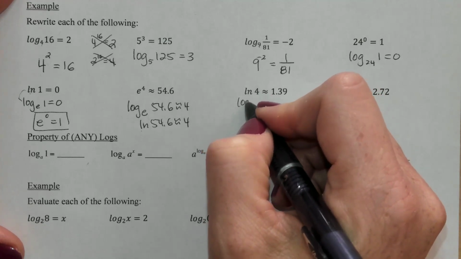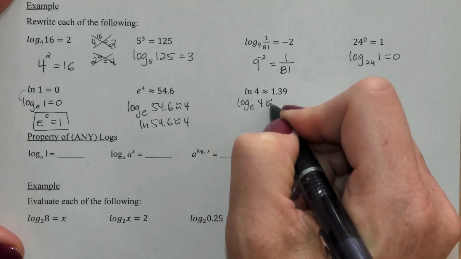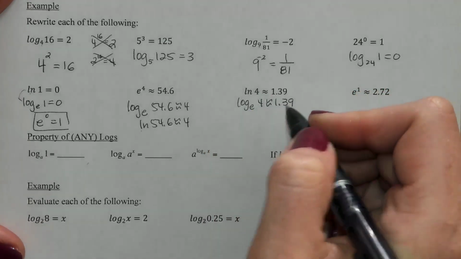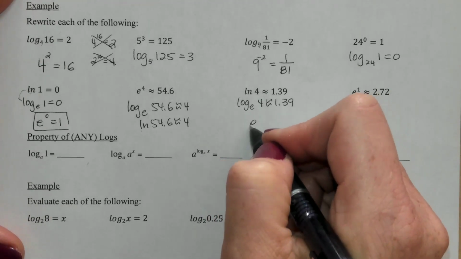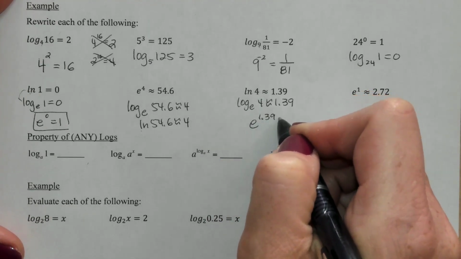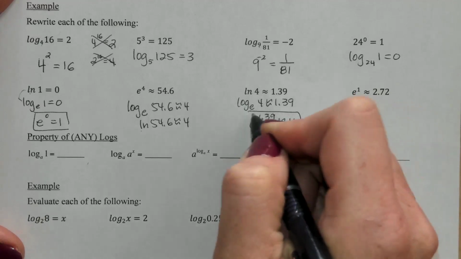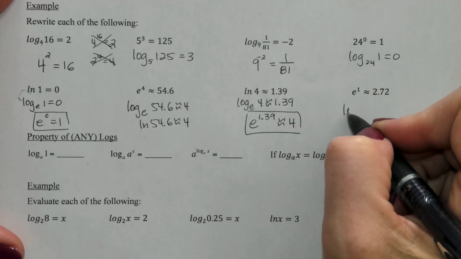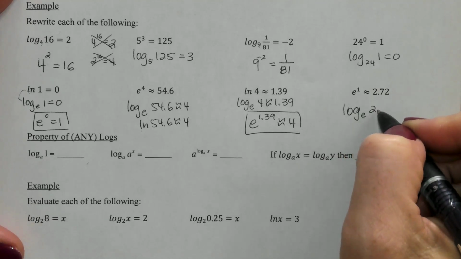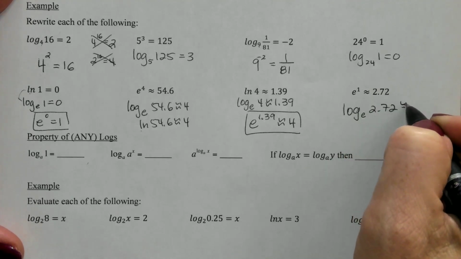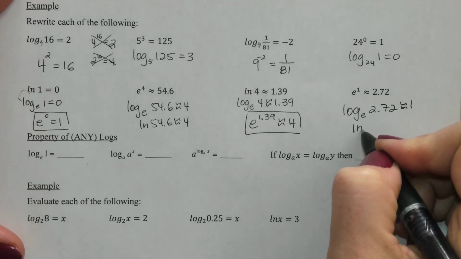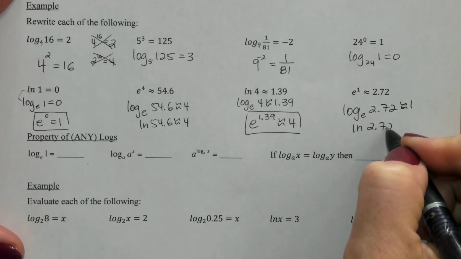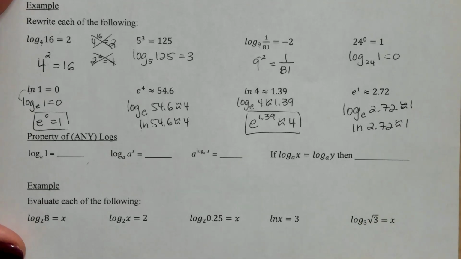Here's another ln. I'm just going to change that to be log base e. I have not converted it yet. I just rewrote it. Now I'm going to switch it to exponents. Last one, I've got e to the first, so that's going to change into a log base e of 2.72 is about equal to 1. And that could also be written as natural log of 2.72 is about 1.